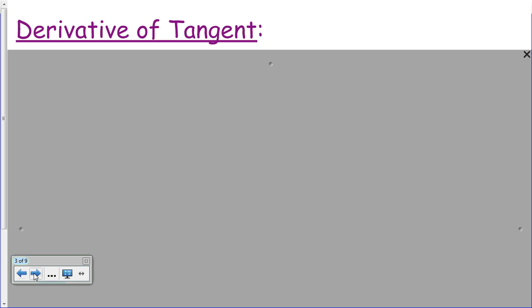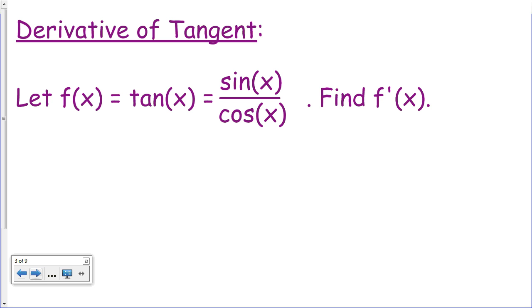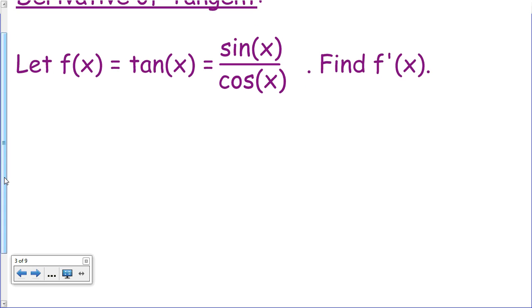All right, so let's start out with the derivative of tangent. We're going to let f of x equal the tangent of x, which of course is equal to the sine of x over cosine of x. That's what we saw with our quotient property. And we want to find out what f prime of x is equal to. So let's go through and find the derivative of tangent. The way I'm going to think about tangent of x is as sine over cosine, so I'm going to use the quotient rule on that form as I take its derivative.